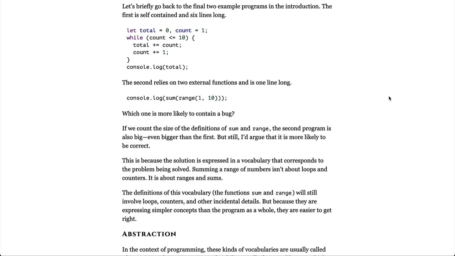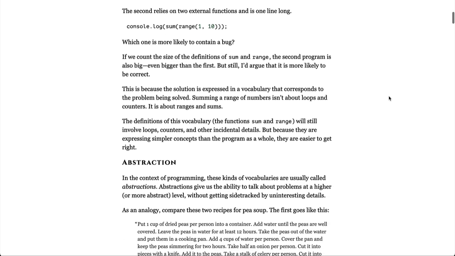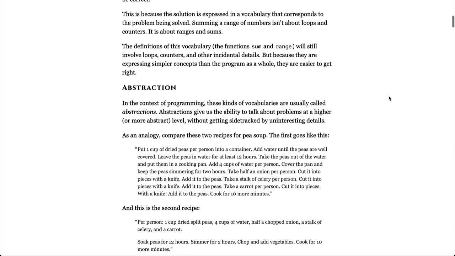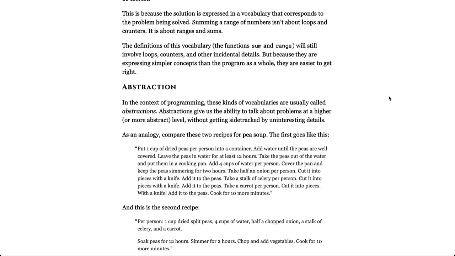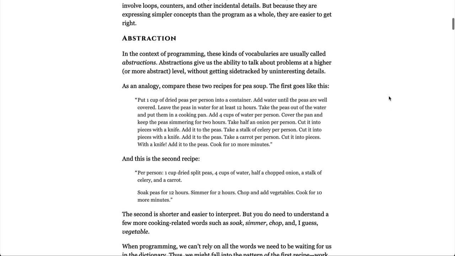This is because the solution is expressed in a vocabulary that corresponds to the problem being solved. Summing a range of numbers isn't about loops and counters, it's about ranges and sums. The definition of this vocabulary, the functions sum and range, will still involve loops, counters, and other incidental details, but because they are expressing simpler concepts in the program as a whole, they are easier to get right.